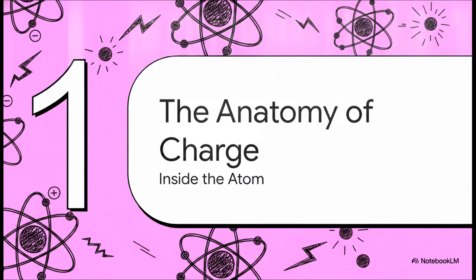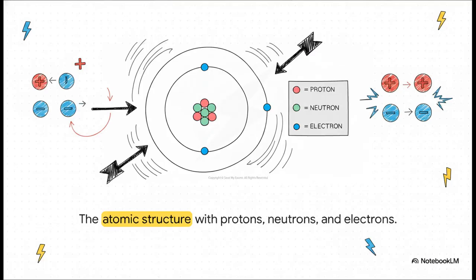So, Section 1, the anatomy of charge. To really understand this, we have to step right inside the atom. When we peer inside a single atom, right there in the dense center, the nucleus, we see positively charged protons hanging out with neutral neutrons. Orbiting on the outside, kind of like a frantic little solar system, we have our negatively charged electrons.